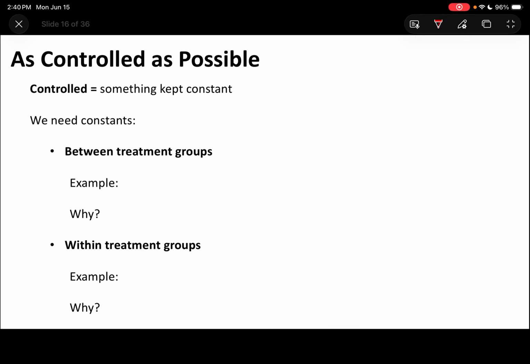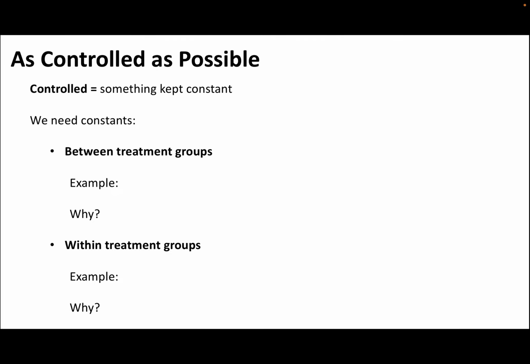We also want to make sure that our studies are as controlled as possible, especially if they're a controlled experiment. And remember, controlled in the sense here means that things are being held constant amongst subjects. Constants are really important within controlled experiments in kind of two cases. One, we need to have constants between treatment groups.